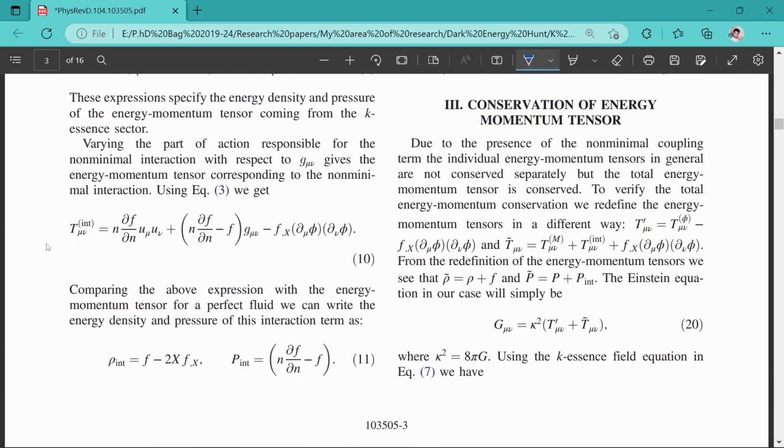Similarly for the interaction term, you do everything just as you do with the standard fluid and standard field. You vary this and you will get the energy momentum tensor corresponding to the interaction, consisting of n df dn u mu u nu. So it tells you about something like rho. And similarly there is the pressure of the energy momentum tensor of this interaction, the interaction pressure, and some other terms.